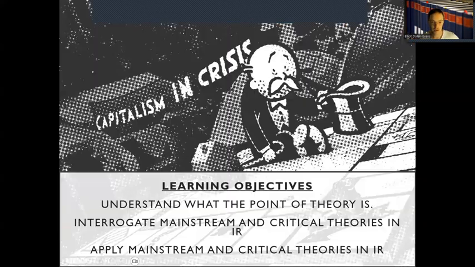If I can progress the slides, there we go. These are our learning objectives for today. We want to understand what the point of theory is. Why do we bother? Why does it always come up in week one of every international relations course? I want to show you why it's important. And to be quite honest, if I was in charge of the university, if we ever see that awful day, I'd be making sure theories encompass a much larger part of international relations courses.